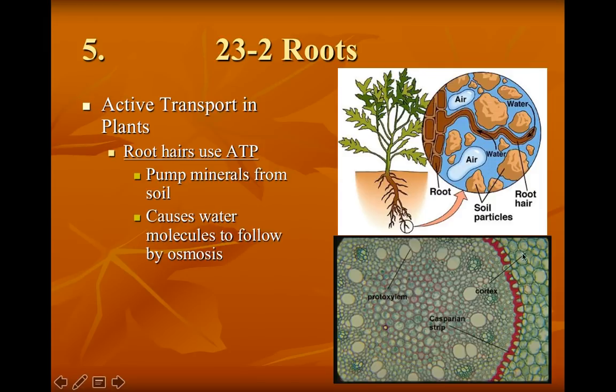Okay, so this is the outer cortex, the outer ground tissue, just past these dermal cells. But that water would eventually make its way all the way into the center where this vascular tissue is, and get pulled up the plant. And it does this because of root pressure.